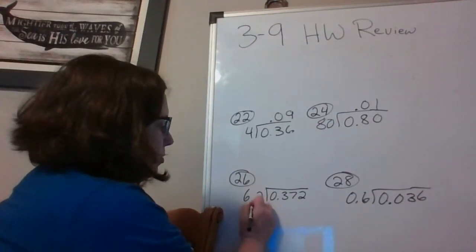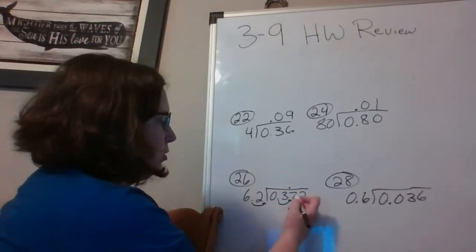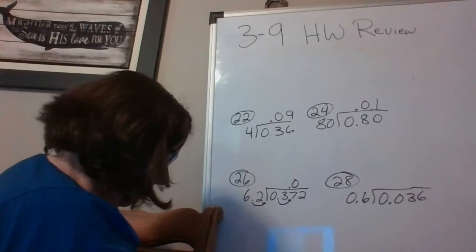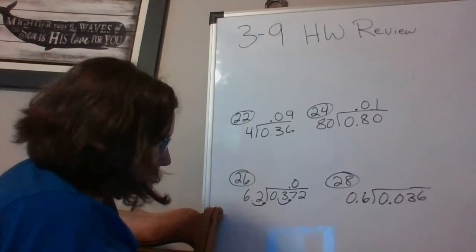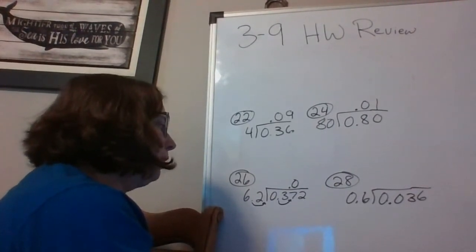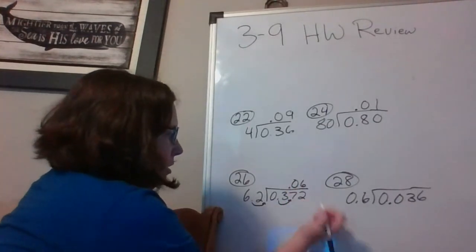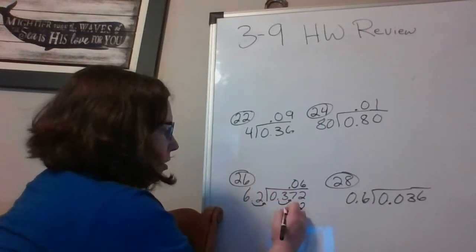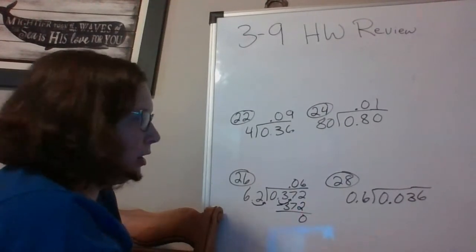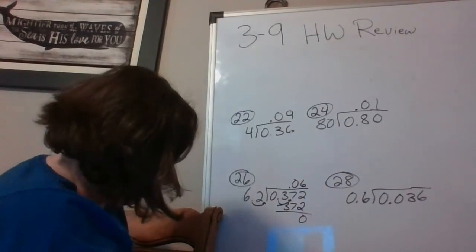Number 26, first we need to move our decimals, and then we can divide. 62 does not go into 37, so I put a 0. And 62 goes into 372. Well, I know 6 goes into 37 6 times, so let's try 6. Oh, and look at that. It worked. Have no remainder, so we're done. Our answer is 6/100.